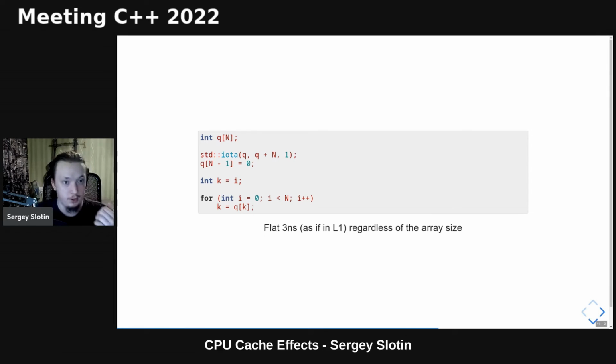So let's modify the pointer chasing benchmark to show the effects of hardware prefetching. Instead of a random permutation, we will now cycle over a permutation that always points to the next element and loops around at the end. And we get the performance as if the array was in the L1 cache, regardless of its size. The processor here doesn't know for sure that we will be reading the next element, but based on the previous access patterns, the memory controller can speculate that we will need the next cache line and prefetch it ahead of time.